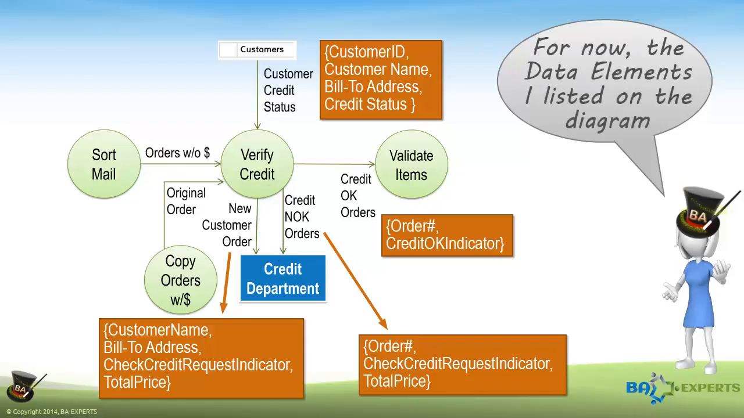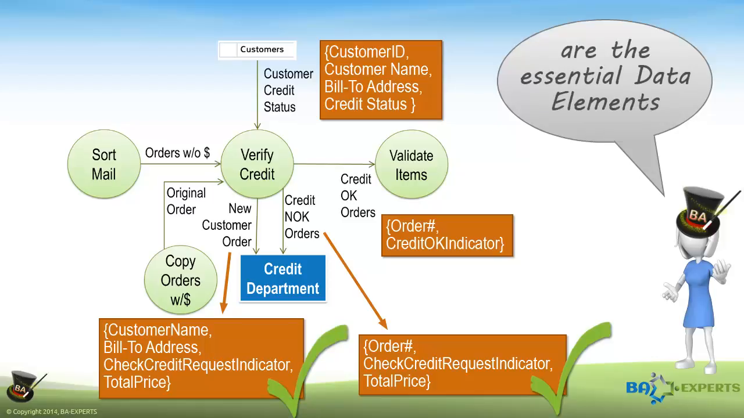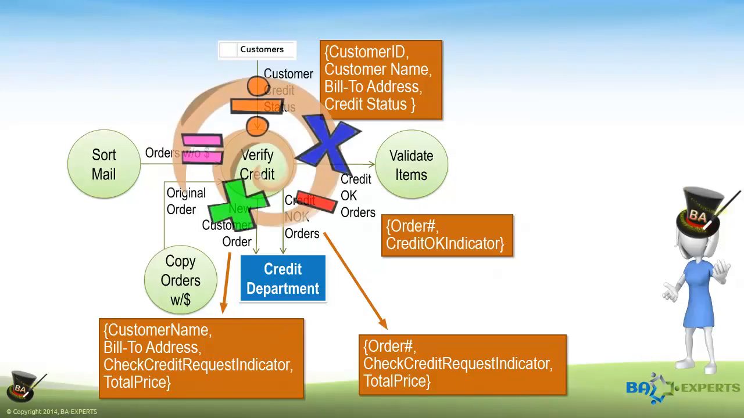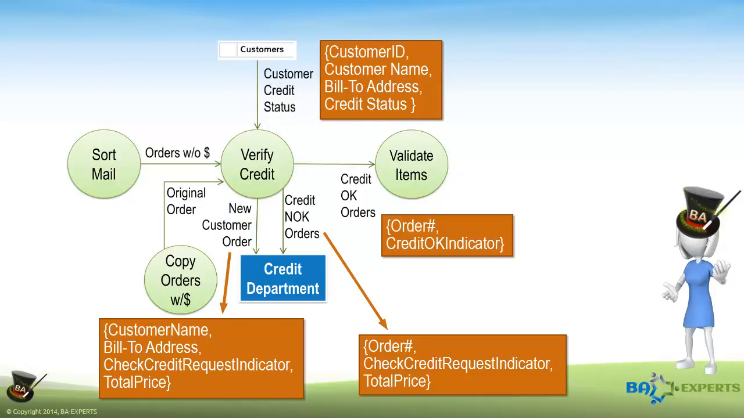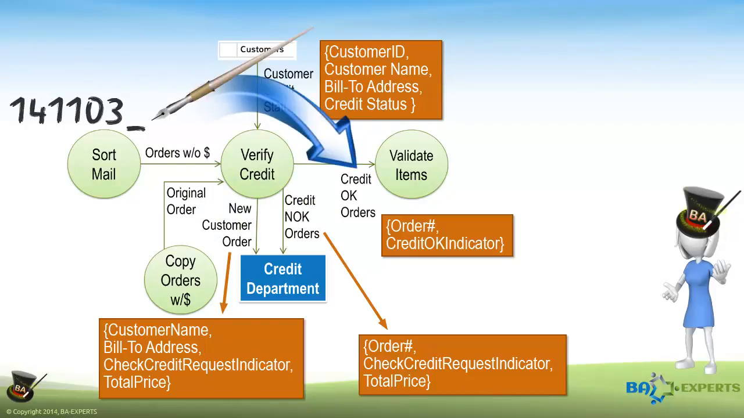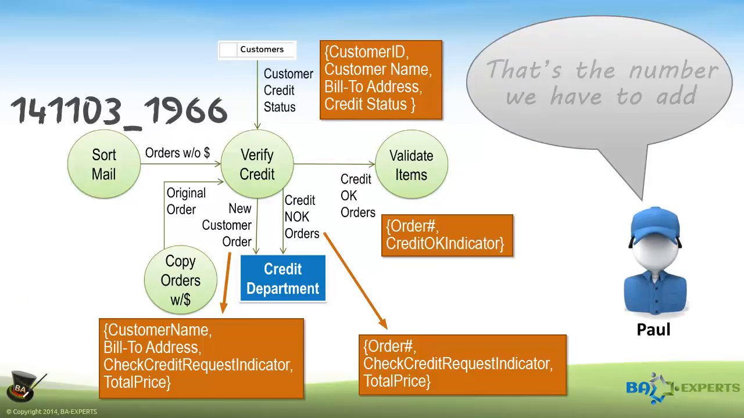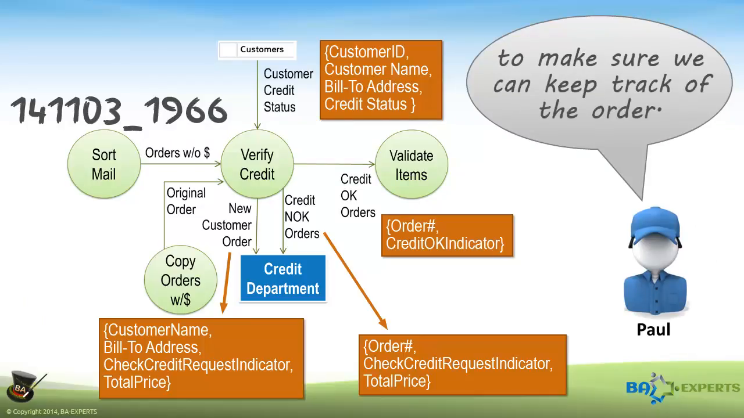For now, we'll assume that the data elements I listed on the diagram are the essential data elements on each flow coming out of the verify credit process. As I explained earlier, each of these data elements has to come into the process on one of the incoming data flows or be created in the process. Coming back to the primary data flow, credit OK orders, you told me that the order number is created in the sort mail process, right? Right, that's the number we have to add to make sure we can keep track of the order.